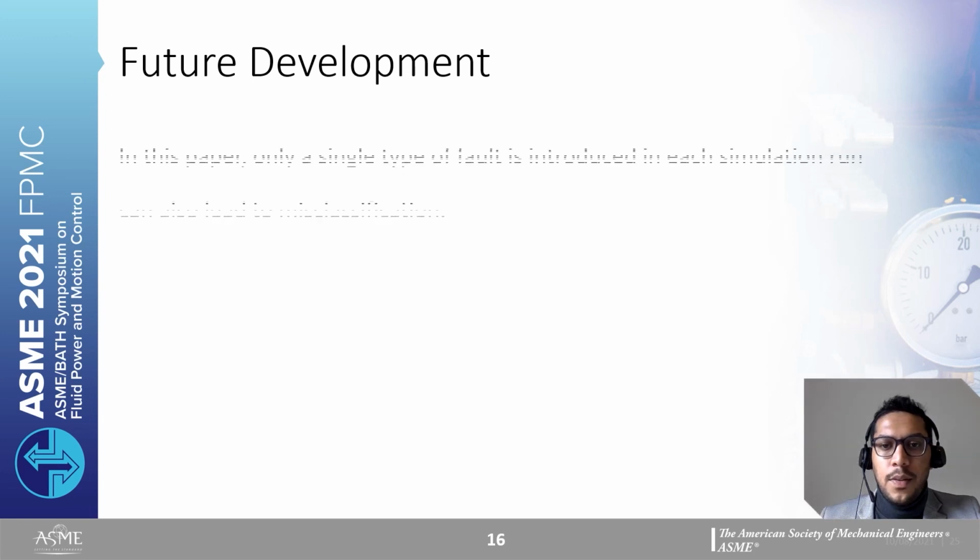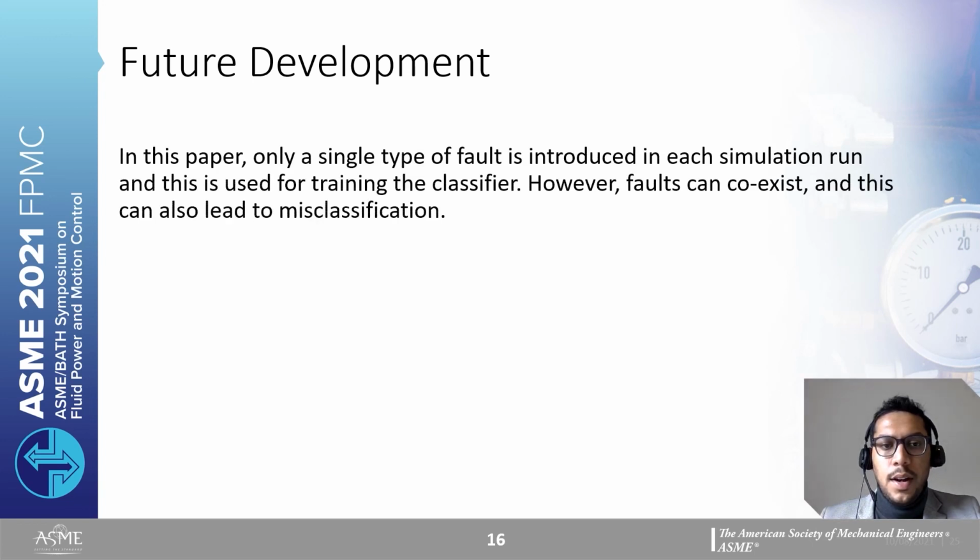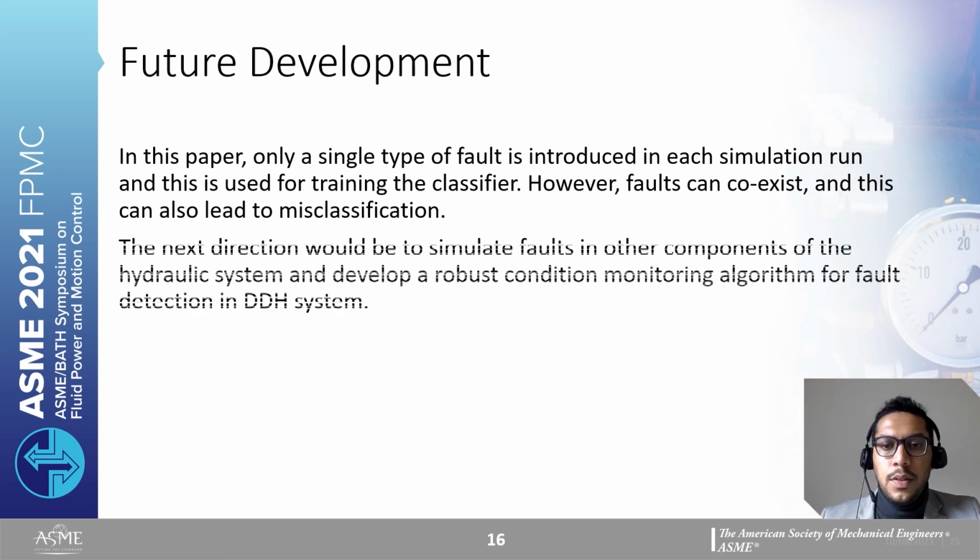In this paper, only a single type of fault is introduced in each simulation run, and this is used for training the classifier. However, faults can coexist, and this can also lead to misclassification. The next direction would be to simulate faults in other components of the hydraulic system and develop a robust condition monitoring algorithm for fault detection in DDH system.